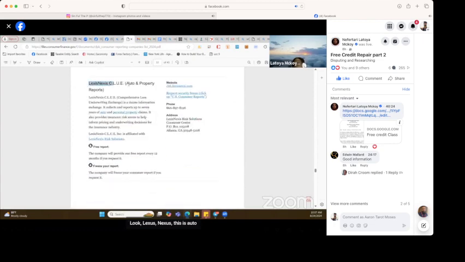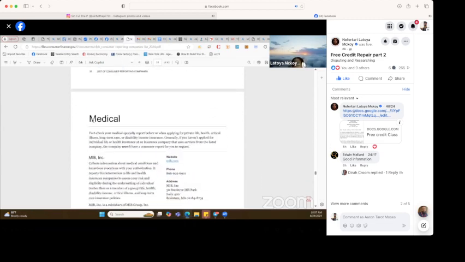Look, LexisNexis, this is auto property. This is like auto. Medical. So MIB.